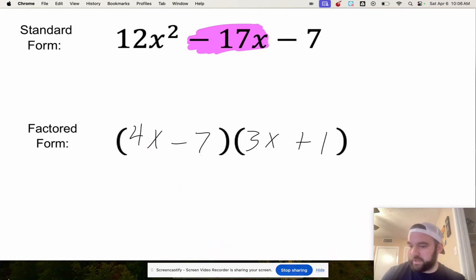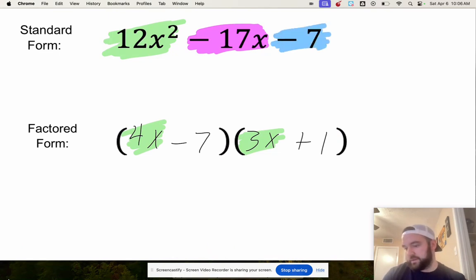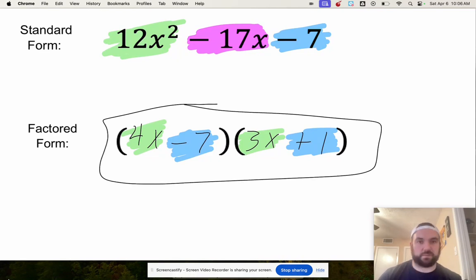So now we'll just highlight. I got 12x squared. Let's double check to make sure we're not doing anything crazy. 4x multiplied by 3x does make 12x squared. And then negative 7 is what I get when I multiply negative 7 with positive 1. So 4x minus 7 and 3x plus 1. Again, if you want to put 3x plus 1 first, that's fine.